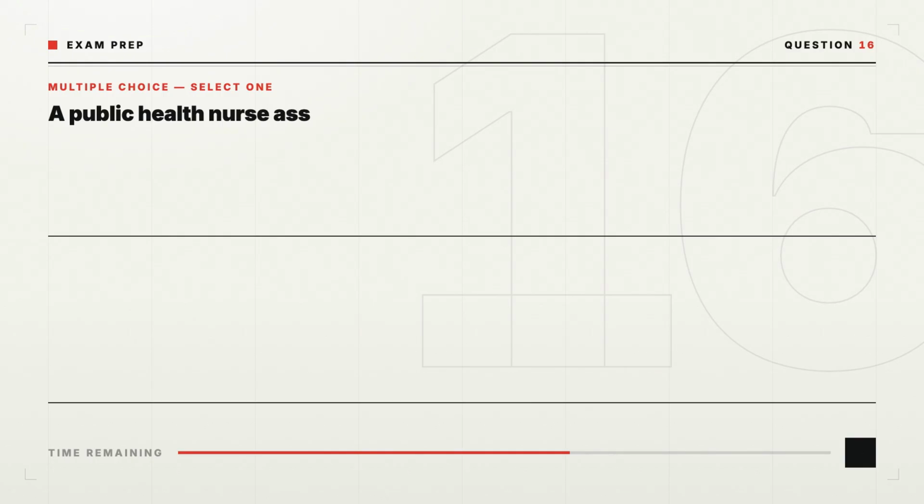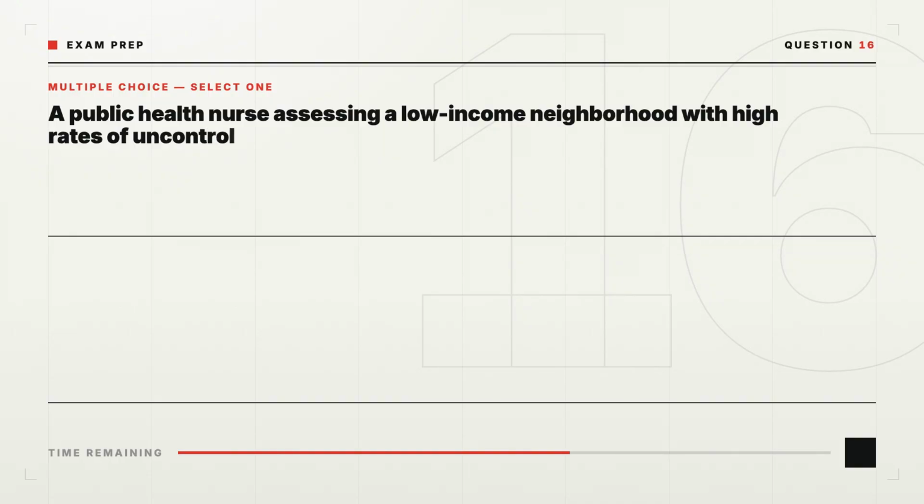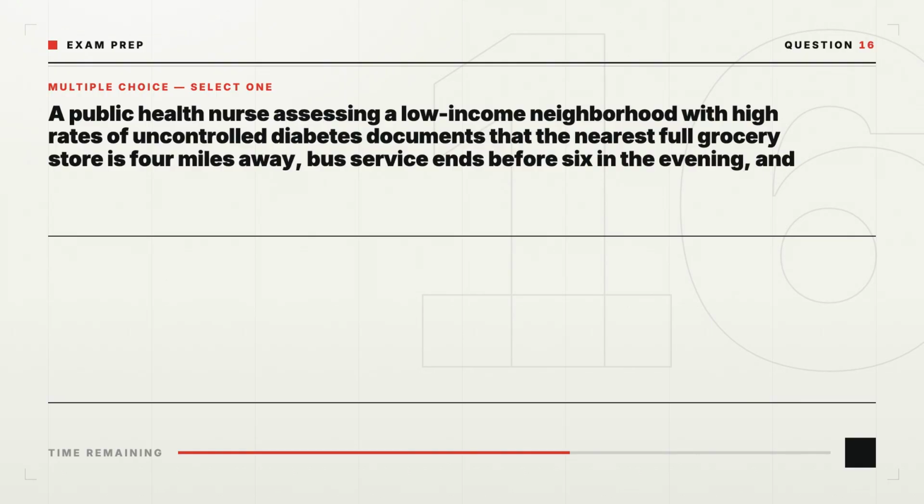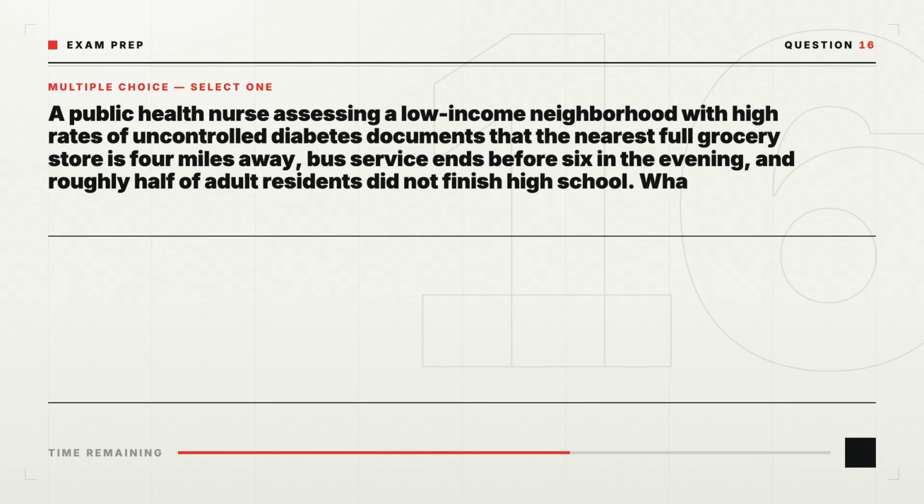Question 16. A public health nurse assessing a low-income neighborhood with high rates of uncontrolled diabetes documents that the nearest full grocery store is 4 miles away. Bus service ends before 6 in the evening, and roughly half of adult residents did not finish high school. What is the nurse documenting?